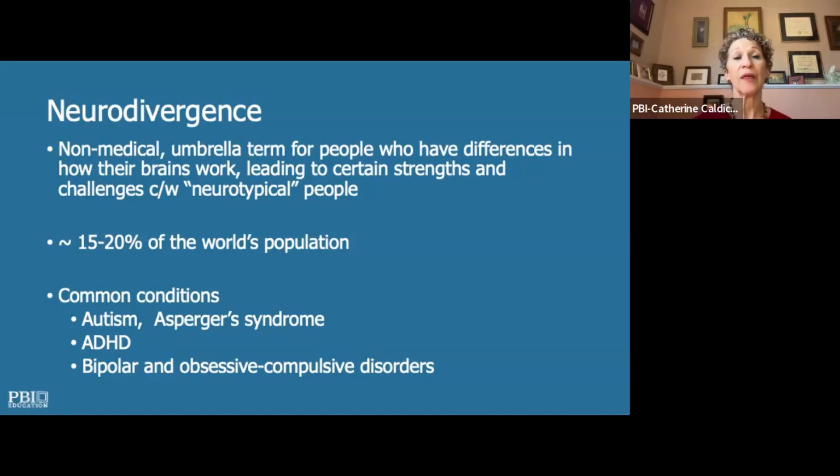So for example, they may also have autism or Asperger's syndrome. They may have ADHD. They may also have bipolar or obsessive compulsive disorders.